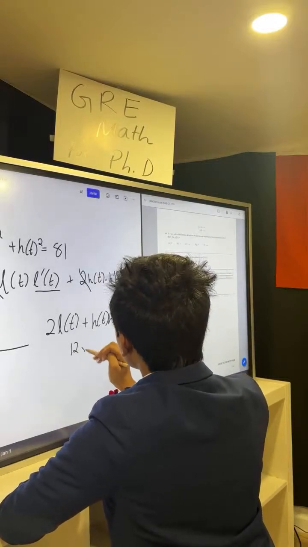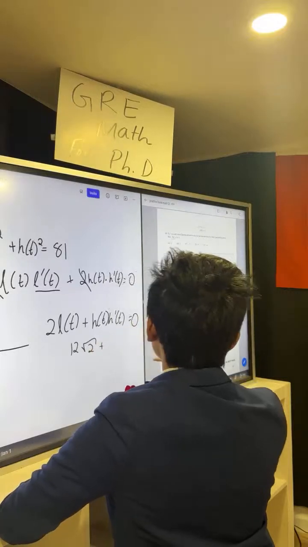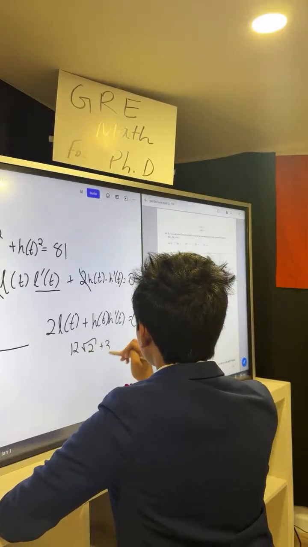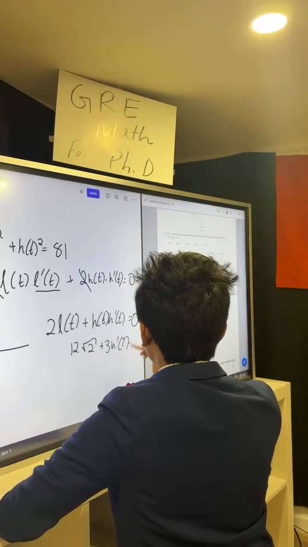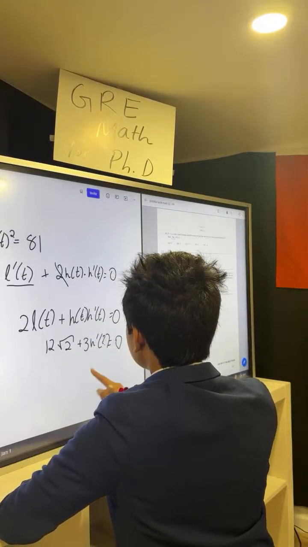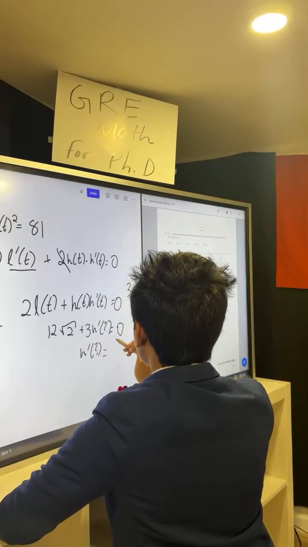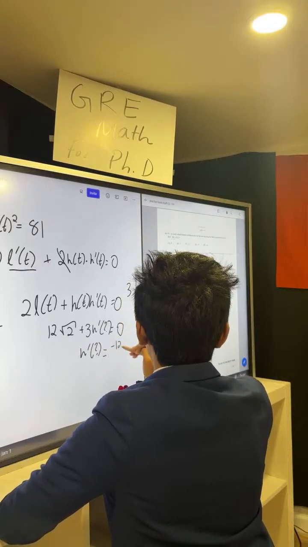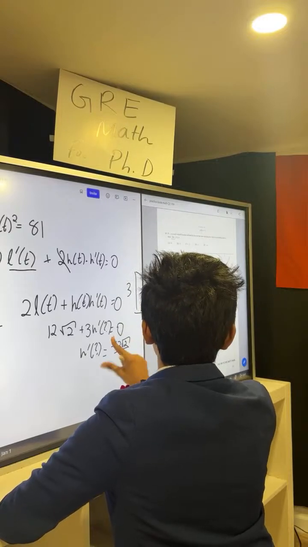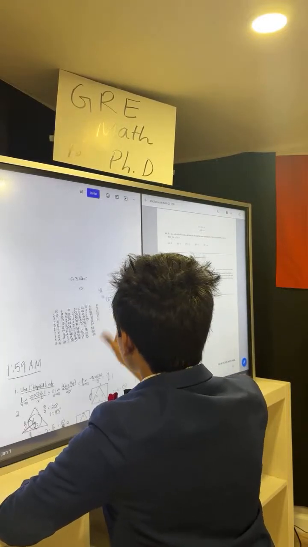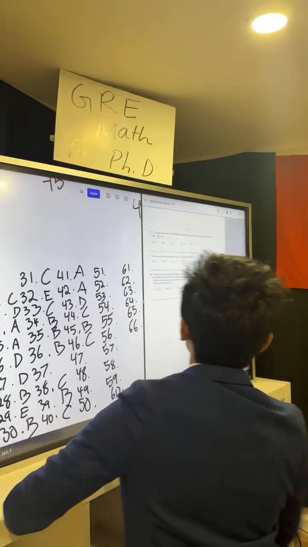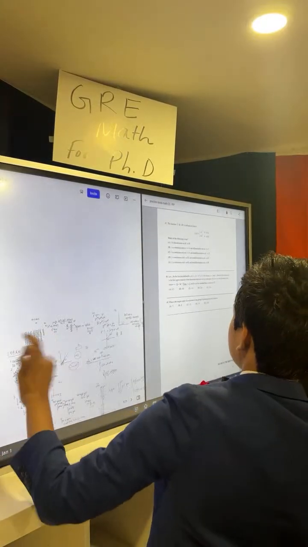So that means we have 12 root 2 plus h of t, which is equal to 3, h prime of whatever time it is equal to 0, which means that the answer, h prime, is equal to negative 12 rad 2 over 3. So it's C, 4 rad 2. Phew, okay. Next problem, please.